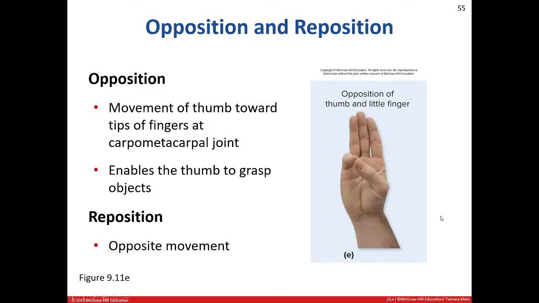So opposition is the movement of a thumb towards the tips of fingers at a carpometacarpal joint. And this enables the thumb to grasp objects. All right. Another name for our thumb, or at least a common phrase describing our thumb, is an opposable thumb. Not all species have opposable thumbs, and only species that have opposable thumbs are able to perform opposition and grasp things. Now, reposition would be the opposite, where we are moving the thumb away from the tips of the other fingers and opening the palm back up.